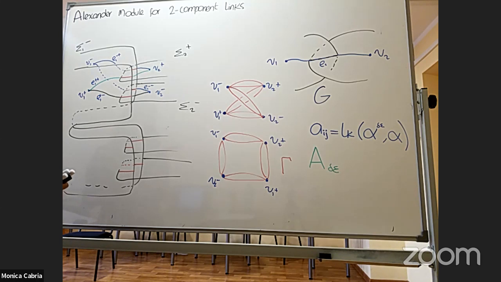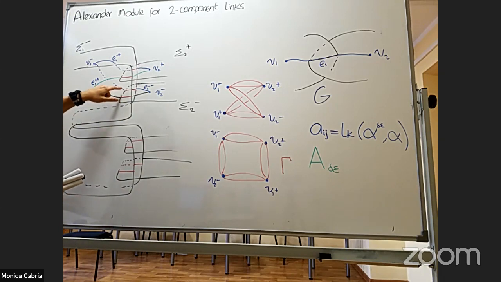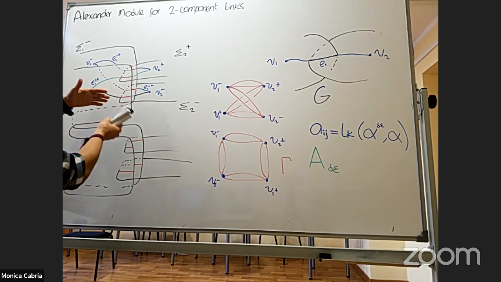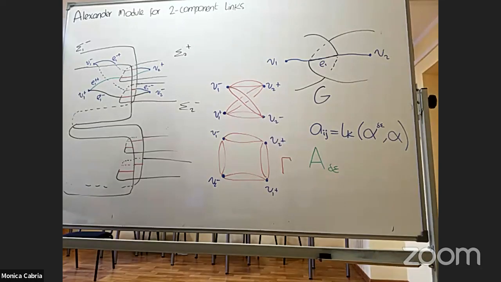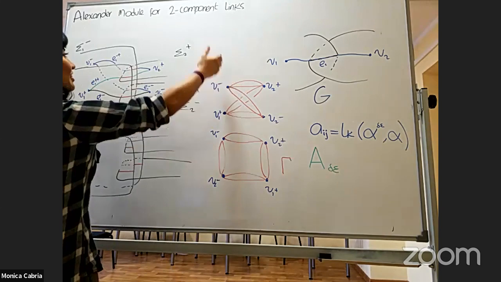Our alphas were the generators of the homology of the original surface. So for example, if I have a loop here, it will be, yeah, alphas were the generators of H1 of F. H1 of F was split into three direct summands: H1 of S1, H1 of S2, and H1 of G. For H1 of G, we actually know from this picture what alpha delta epsilon is. But for the other ones, they are going to be zero because they are not linking.